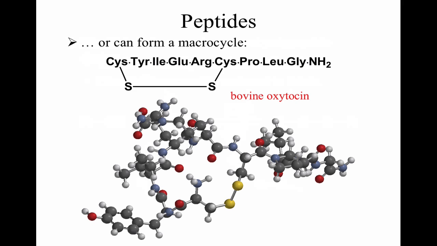Right? This is a fairly large peptide. Obviously, you don't have enough model kit pieces to build this one. But notice the N-terminus has a cysteine. What's this one? What's this one? This one?